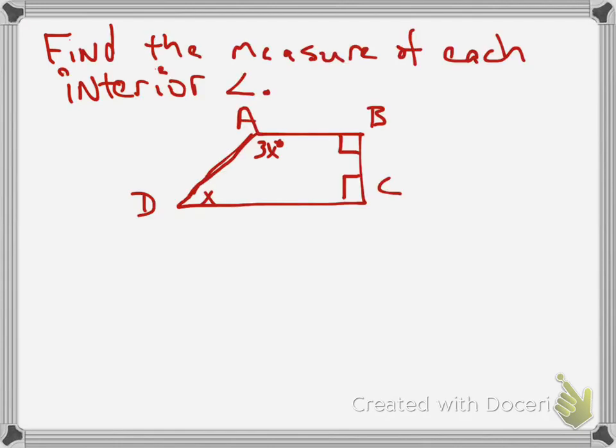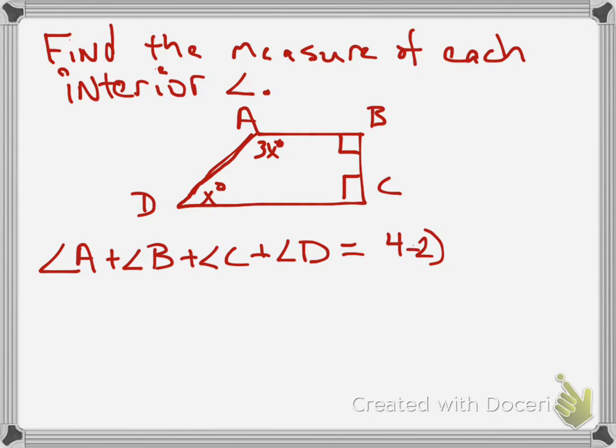All right, let's look at an algebraic way of asking this question. Find the measure of each interior angle. Well, this thing has 4 sides. So I know that if I add up angle A plus angle B plus angle C plus angle D, 4 minus 2 times 180 would give me 360 degrees. So the angles add up to 360.